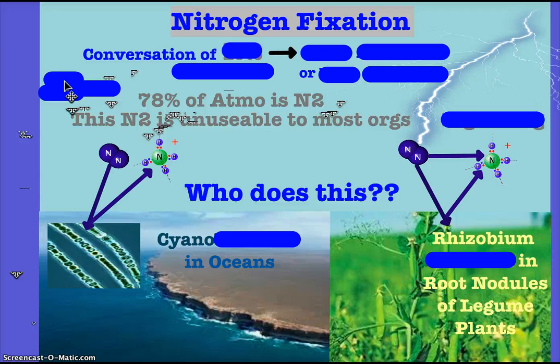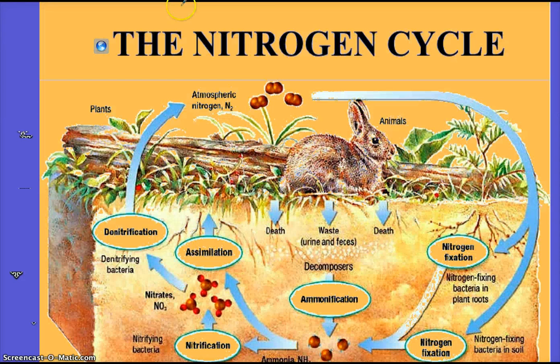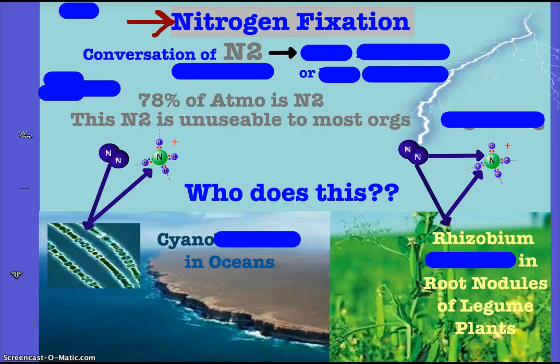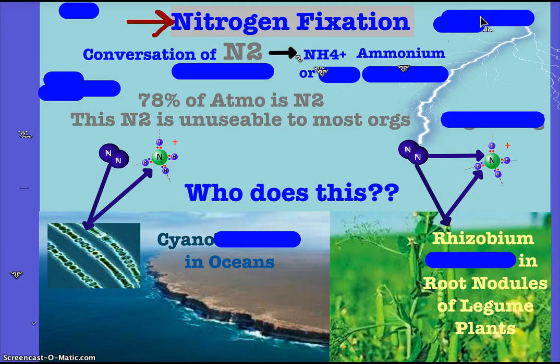Only 2 organisms can actually convert nitrogen gas into some usable form by other organisms. This process is called nitrogen fixation right here. So the first step that I'm going to cover is nitrogen fixation, where I take nitrogen gas and I turn it into, and I'm going to make this easier for you. Let's just say ammonia. Let's change this to ammonia.